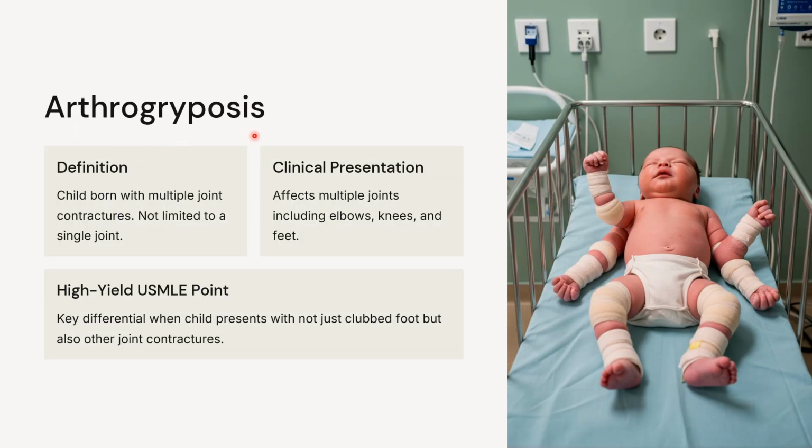What is arthrogryposis? It is a child who is born with multiple joint contractures. It is not limited to a single joint, but it affects multiple joints, including the elbow, the knee, the feet, etc. So, a child with not just a club foot but other joint contractures indicates arthrogryposis.